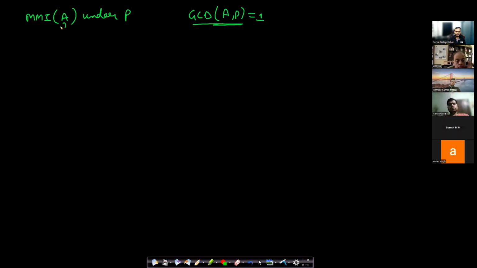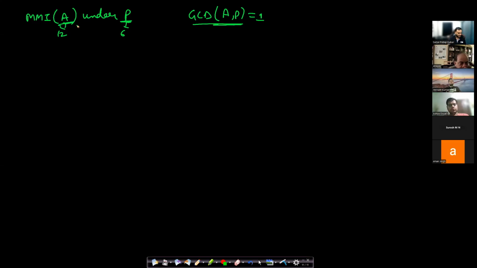If I give A equals 12 and P equals 6, you cannot have MMI here. But the question in an interview will always contain A and P as coprime. So you don't have to worry about this. But I'm just telling you that MMI is not always possible. Sometimes you may get stuck finding MMI. GCD of these two will be 1. They should be coprime. P may not be prime, A may not be prime, but together they are coprime. Why not? This can happen.